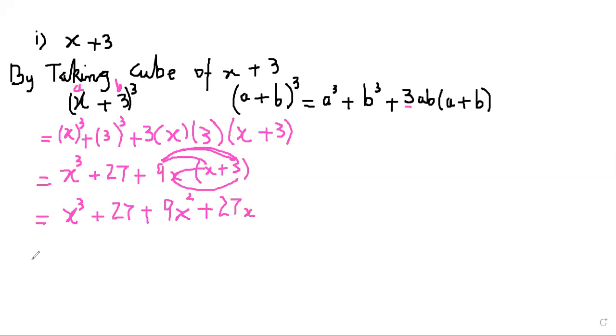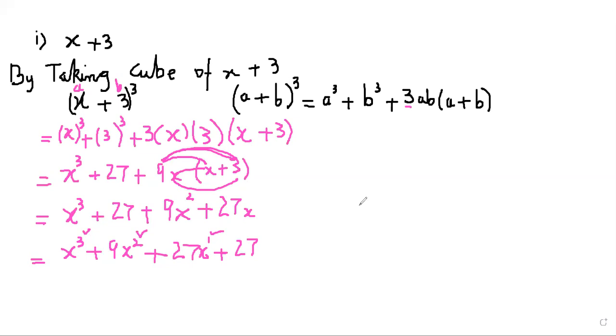In the last step we will write in the descending order: x cube plus 9x square plus 27x. Last term would be 27. Descending order is from bigger to smaller, according to the power: x power 3, then x power 2, then x power 1. The 1 is not mentioned, it is already understood that there is 1. And there is x power 0, which means there is 1 only.